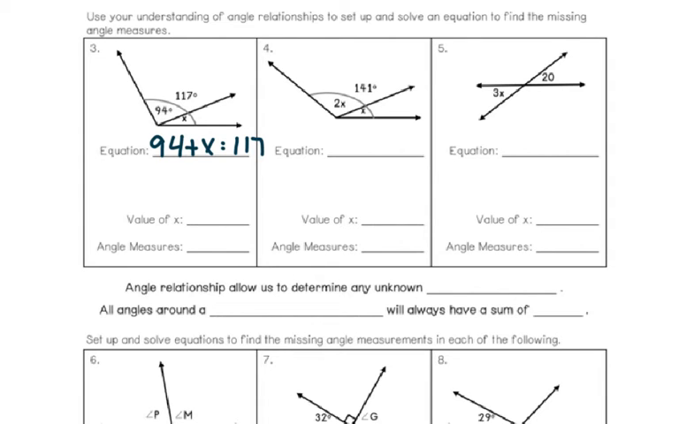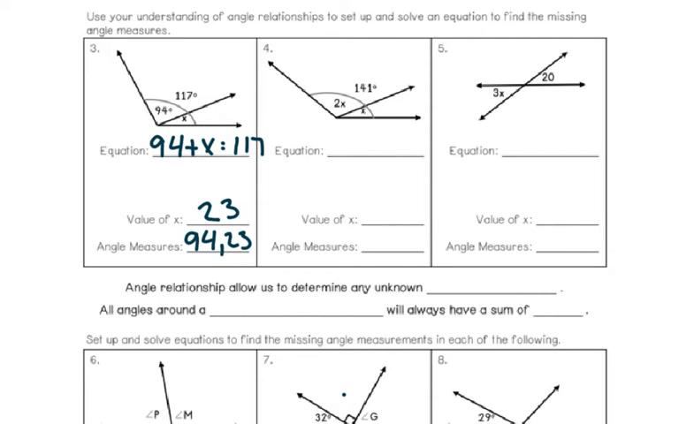Instead here of one of them being 90 or 180 for complementary and supplementary, I know that the sum of these angles is going to be this whole piece of 117. So I have this 94 degree angle, and this X angle is going to equal 117. Now I can solve. Once I solve, I get that the measure or value of angle X is 23 degrees, and then our two angle measures in this diagram are 94 and 23.